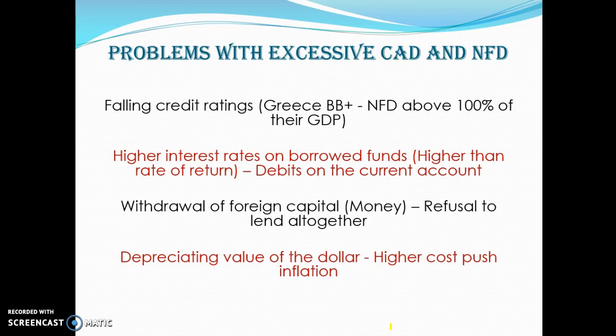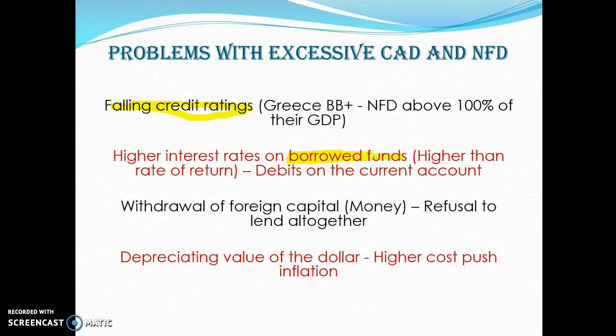Alright, some problems with excessive net foreign debt. So we've talked about how much Australia's net foreign debt has been going up by in recent years. Now we're just talking about some of the problems that can occur. Well, the first thing is that it can cause a fall in our credit ratings. When we have high levels of debt, other countries are less willing to lend to us. It can drop our credit ratings, and that can lead to increased interest rates on borrowed funds. So basically, if we have a poor credit rating, they will charge us more to borrow funds in the future.